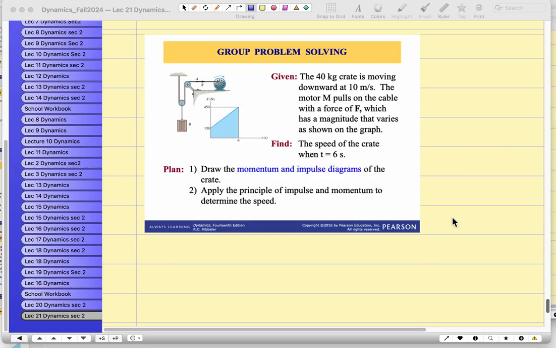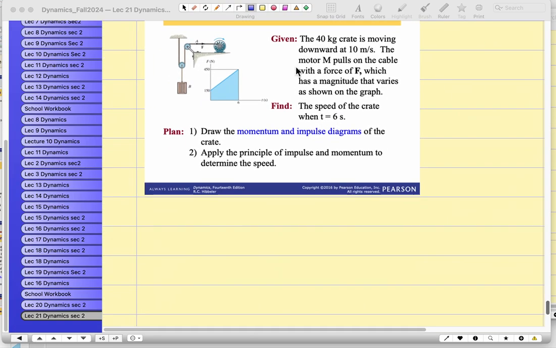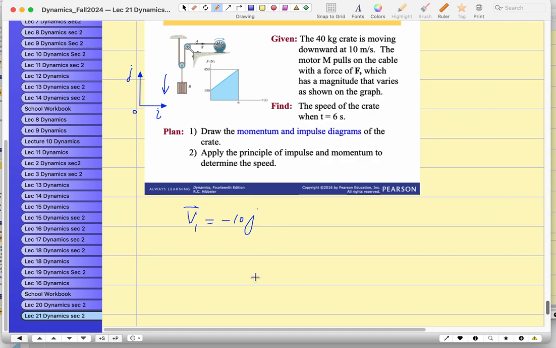The 40 kilogram crate is moving downward with a speed of 10 meters per second. Suppose upward is positive, and rightward is positive for the i unit vector. This is my reference axis, rectangular coordinates, and this is going down, v1. So I'm going to write v1 as negative 10j, negative 10 meters per second.